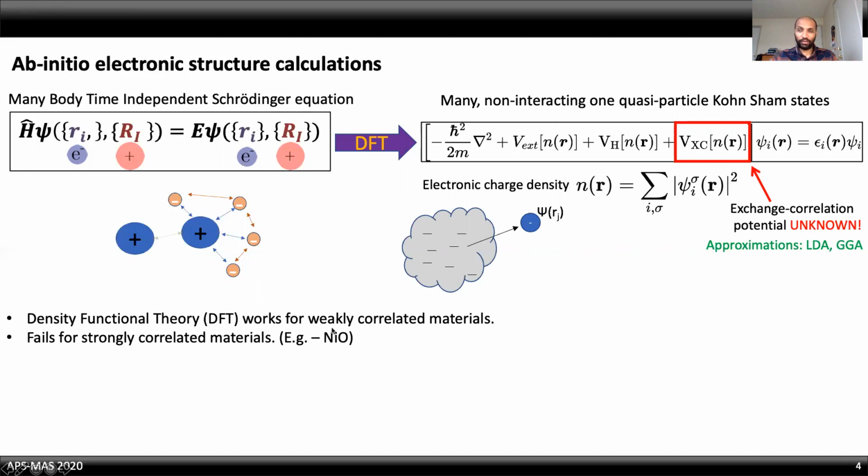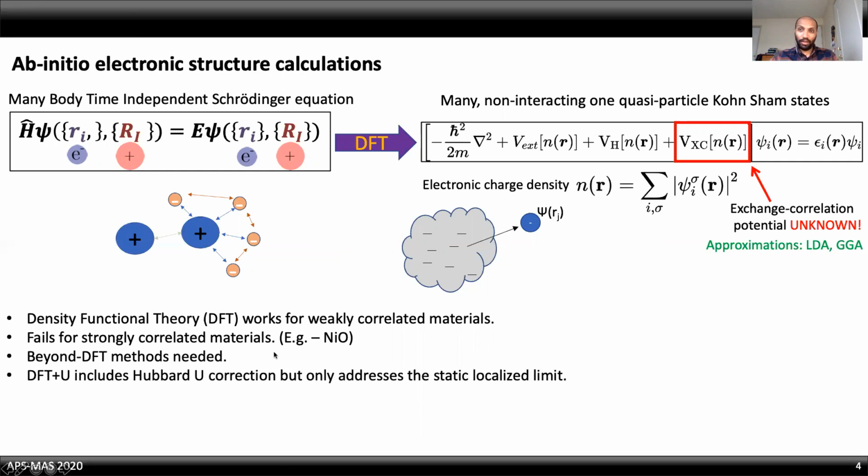For example, in nickel oxide, DFT sees it as a metal, and in reality, it's an insulator. So to probe correlated effects, we need beyond DFT methods, and one immediate correction is to use the Hubbard U correction with DFT, but that only addresses the static localized limit.